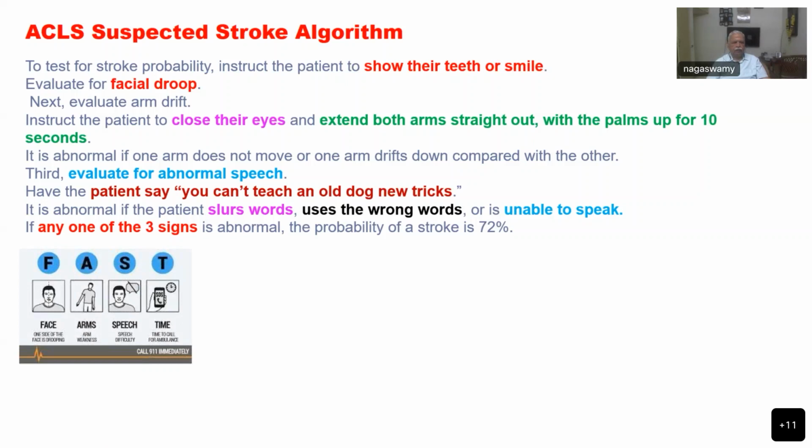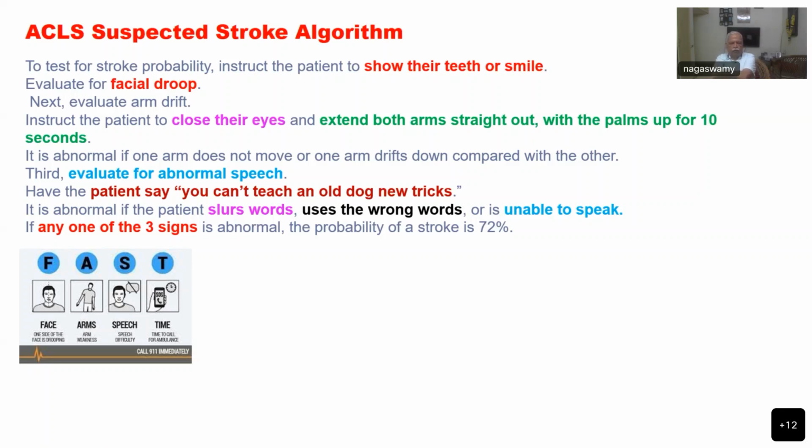So: one side of the face is drooping, the arm is weak and not able to lift, speech quality is difficult or words are slurred or the patient is not able to speak. And lastly, the time to call the ambulance is very, very important. This acronym FAST is now used by all stroke treating hospitals, like the codes being popularized for basic life support. Compression-only life support is now being popularized among the public so that patients' lives can be saved. Similarly, time is very, very important in stroke management.